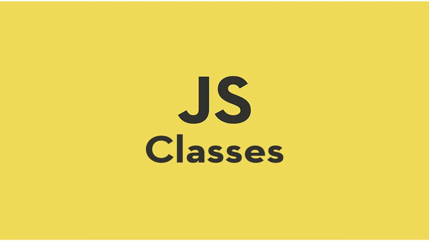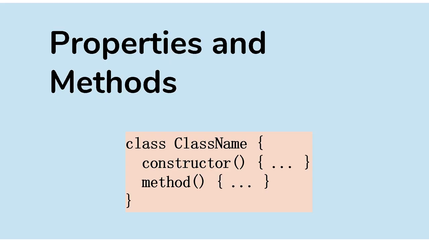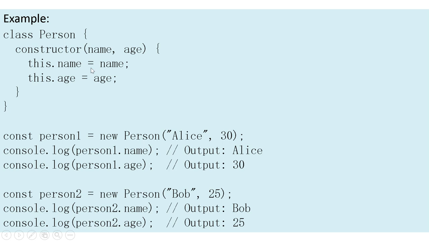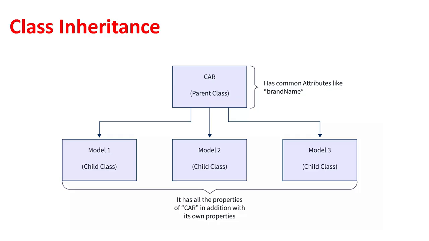And then we have to see JavaScript classes. A class is similar to properties and methods. In this class we have a constructor and methods. Okay, for example, give the constructor name and age as arguments, and this dot name equals name, it's the constructor. And then to create a new person, I give arguments, and person one dot name is Alice, and person one dot age is 30.